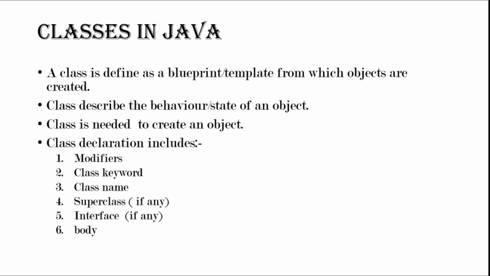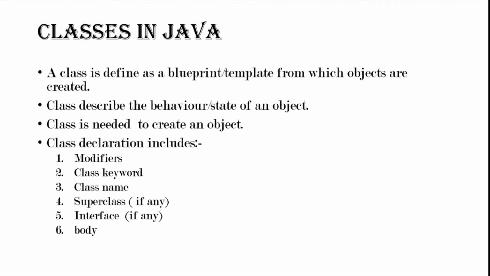A class is defined as a blueprint or template from which objects are created. A class describes the behavior or state of an object. A class is needed to create an object. We cannot create any object without a class. A class is a logical entity; it cannot be physical.